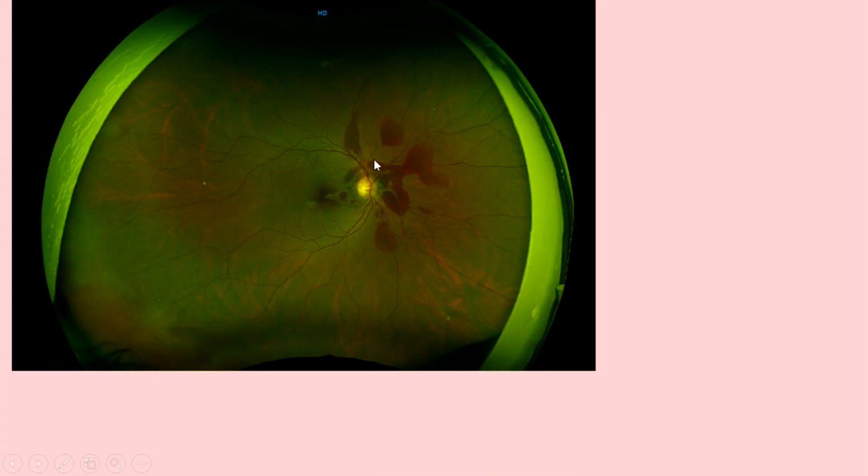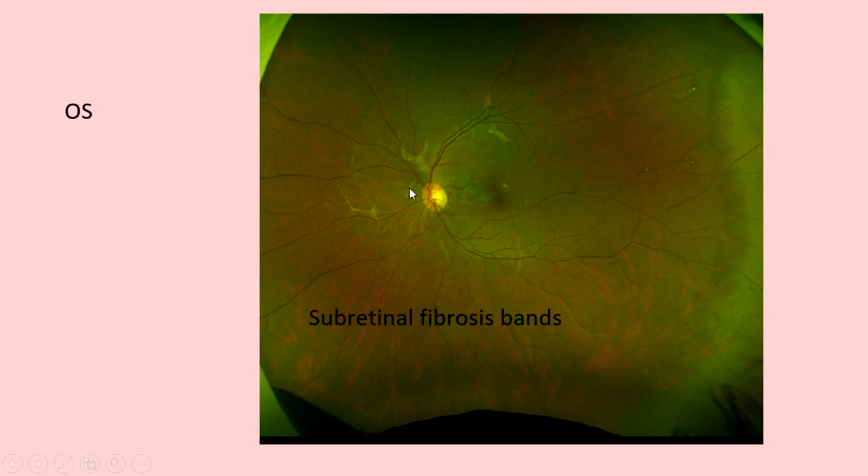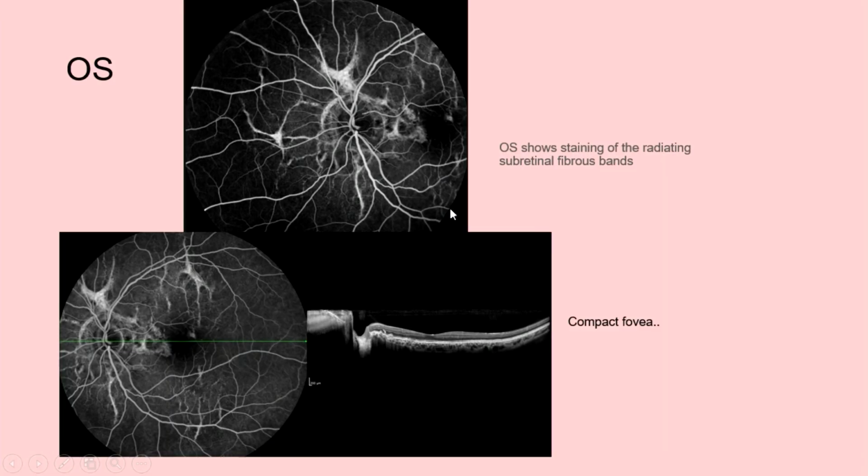The fundus showing preretinal hemorrhages and subretinal hemorrhages in the posterior pole, along with angioid streaks in the right eye. This is the angioid streak with the subretinal heme following a trivial trauma. The left eye showed subretinal peripapillary fibrosis bands. In the left eye angiogram, it shows staining of this fibrous tissue, and OCT was compact and there was no CNVM.